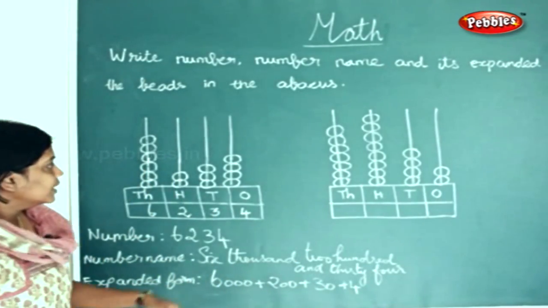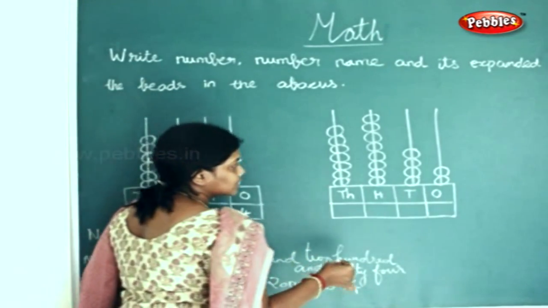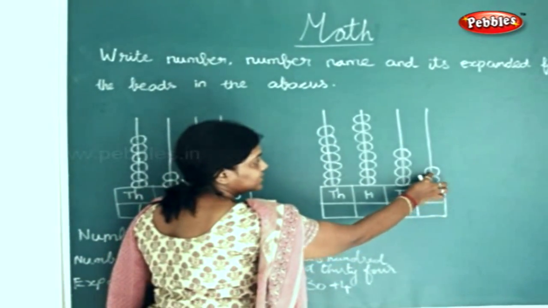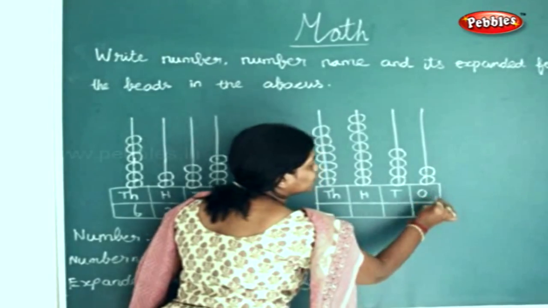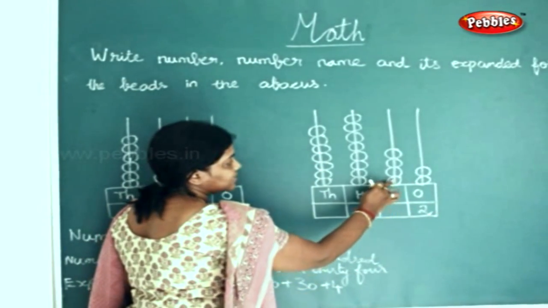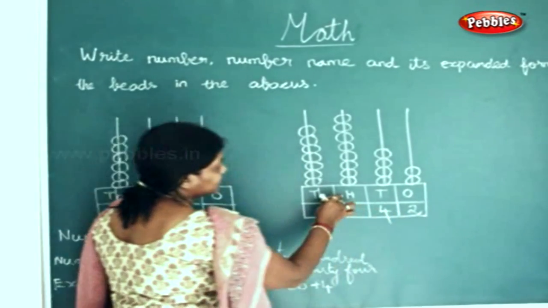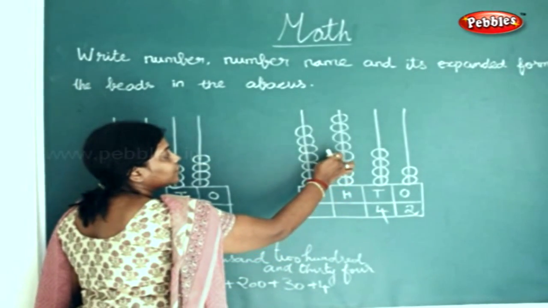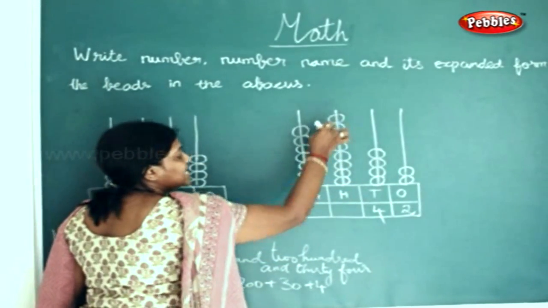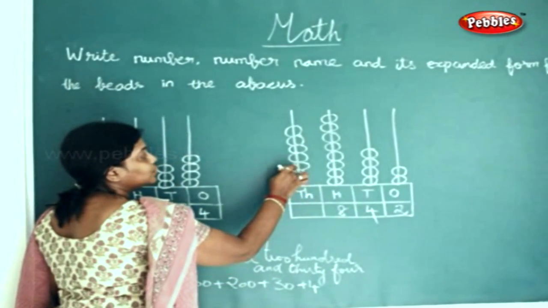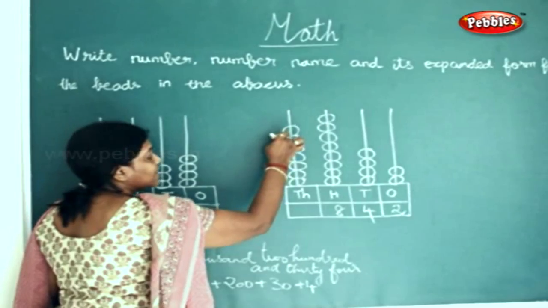The same way we will do this sum also. So the number for it will be, first we will count the beads. How many beads are here? In the ones place, 2 beads. How many in the tens place? 1, 2, 3, 4 beads. How many in the hundreds place? 1, 2, 3, 4, 5, 6, 7, 8 beads. How many in the thousands place? 1, 2, 3, 4, 5, 6, 7.